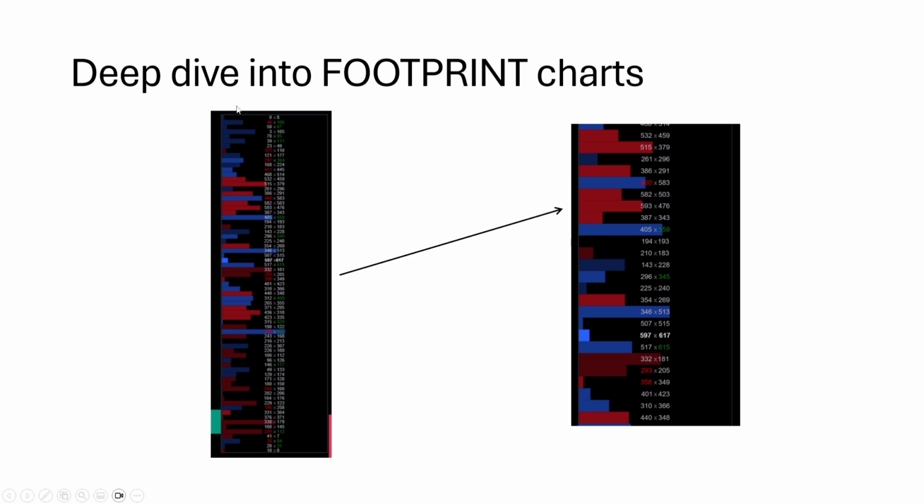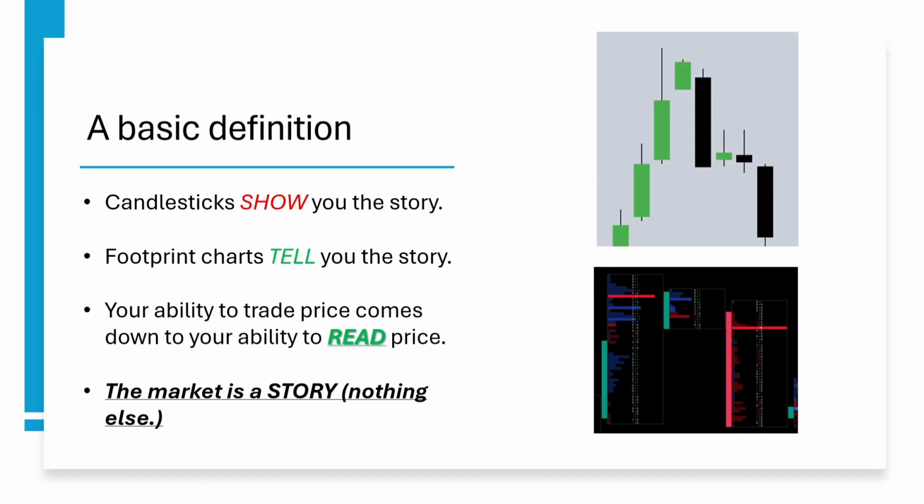We can see this huge wick. And hopefully right now you can appreciate that you can have a green candle, right? By definition, this is a green candle. Candles don't tell you anything. So I'm going to keep referring back to what I said over here. Candles show you the story. Footprint charts tell you the story.